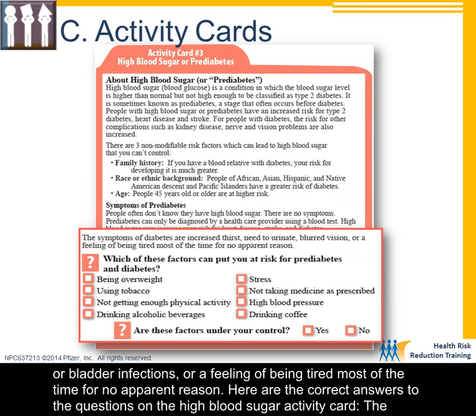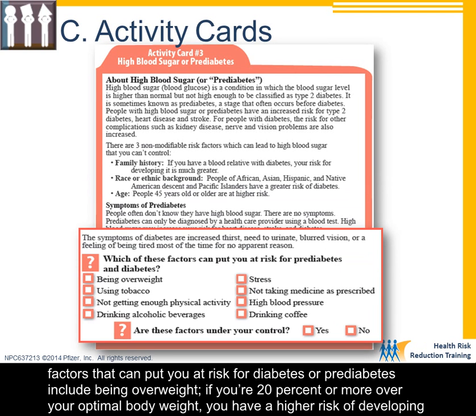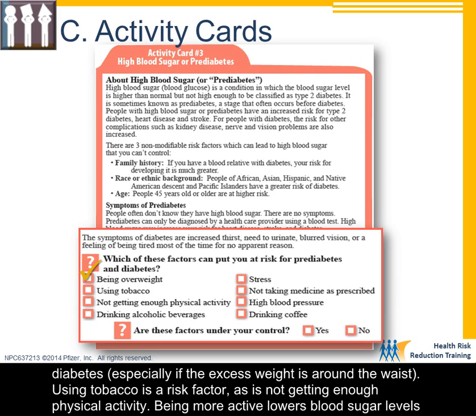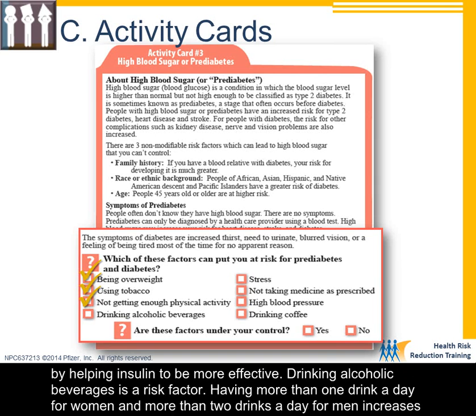Here are the correct answers to the questions on the high blood sugar activity card. The factors that can put you at risk for diabetes or prediabetes include being overweight. If you're 20% or more over your optimal body weight, you have a higher risk of developing diabetes, especially if the excess weight is around the waist. Using tobacco is a risk factor, as is not getting enough physical activity. Being more active lowers blood sugar levels by helping insulin to be more effective.